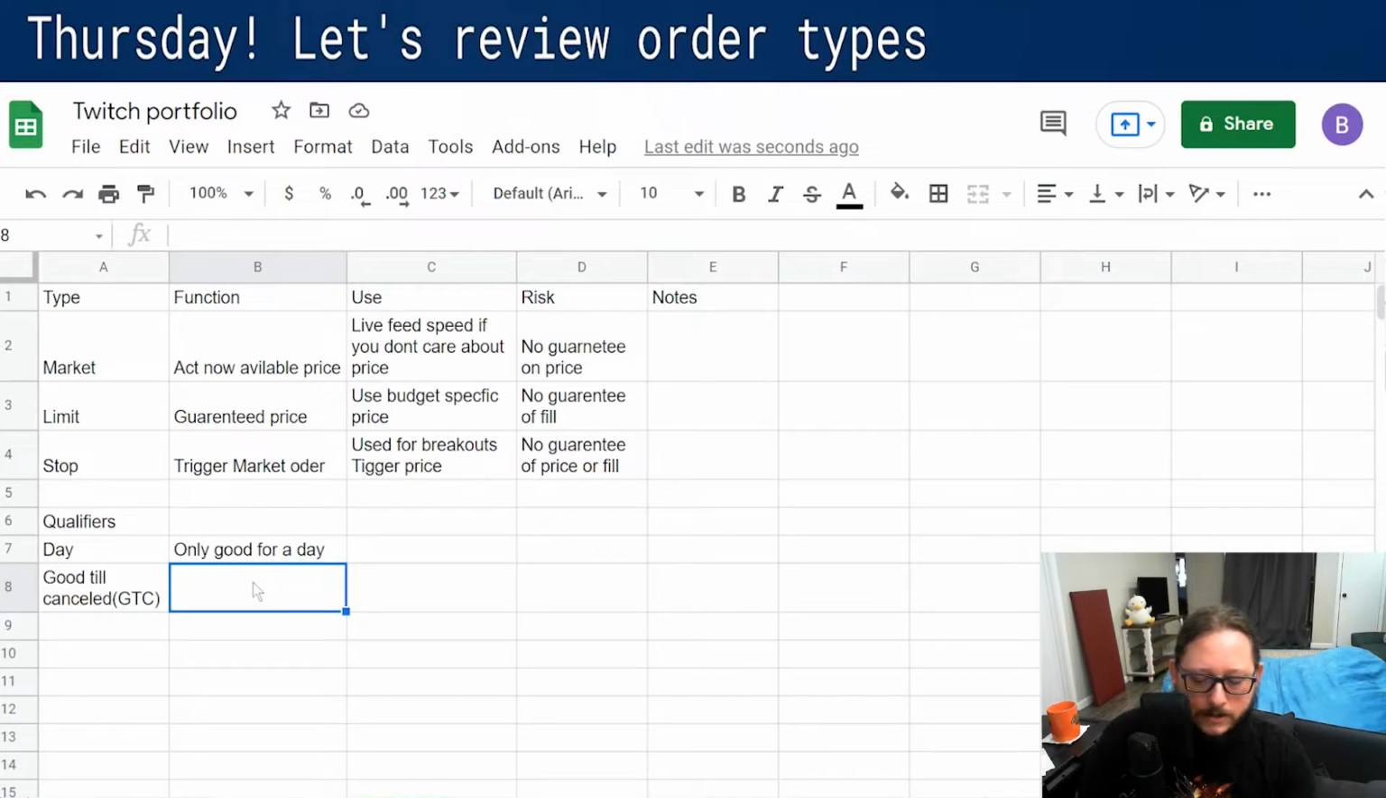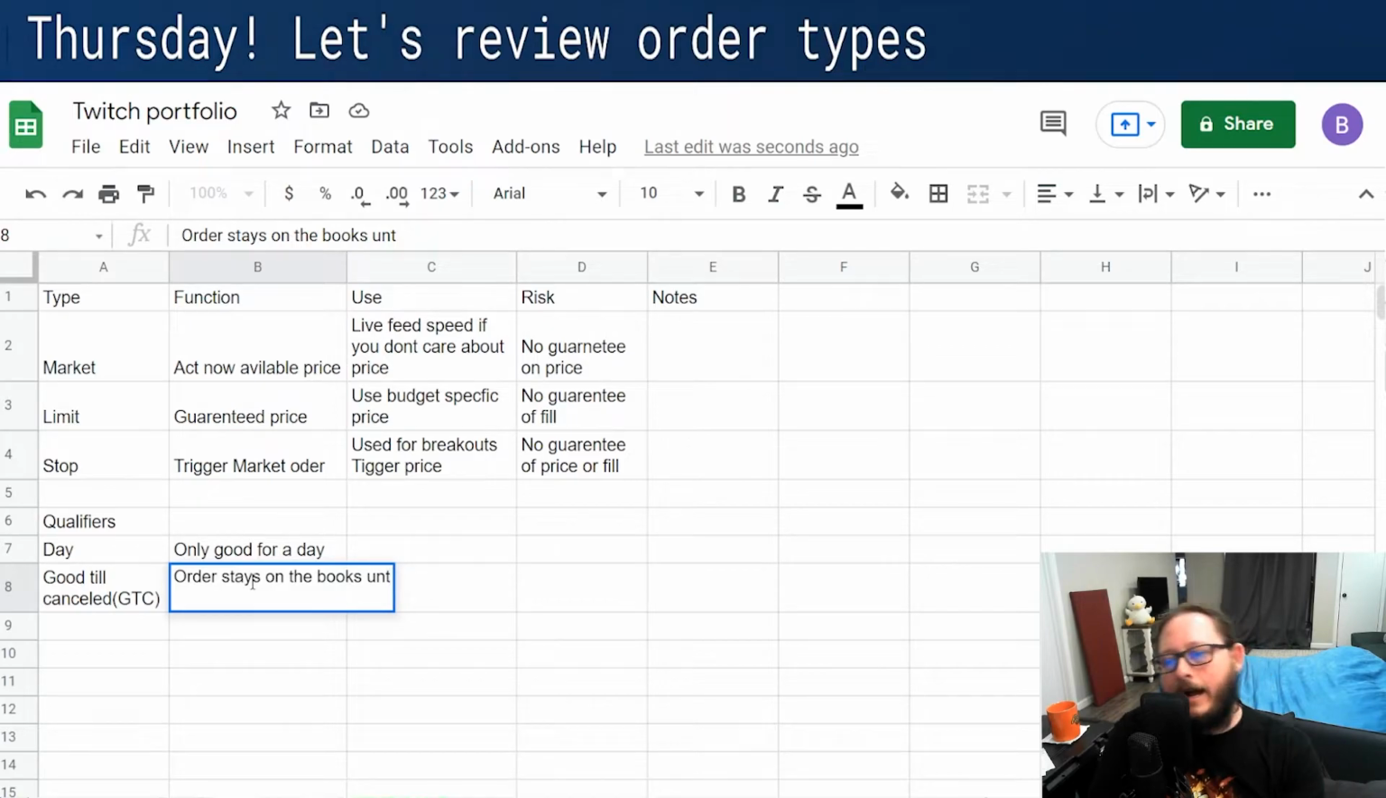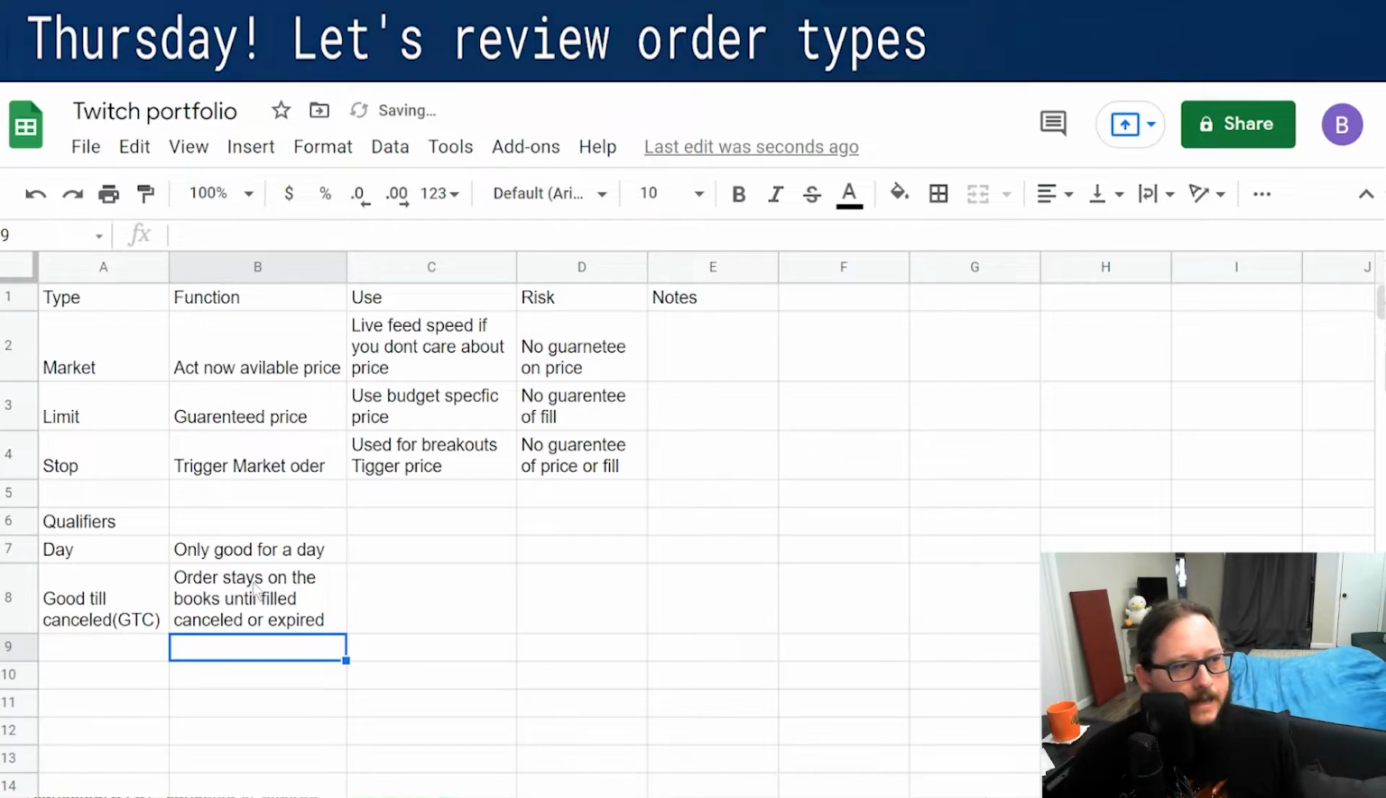This means the order stays on the books until it's filled or canceled. Well, I should say filled, canceled, or expired. All right. So that's a good thing.